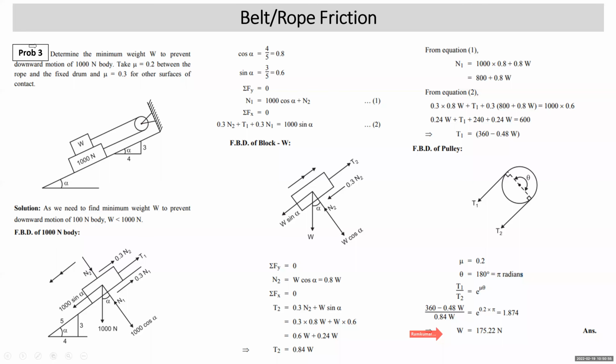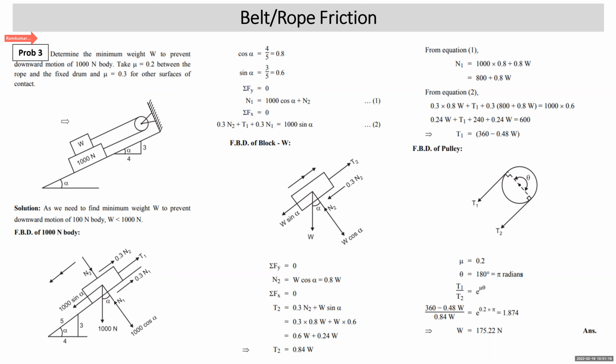We take the third problem. Determine the minimum weight W to prevent the downward motion of the 1000 Newton body. Take mu equal to 0.2 between the rope and the fixed drum, and mu equal to 0.3 for other surfaces of contact. Now, let's look at the given diagram.